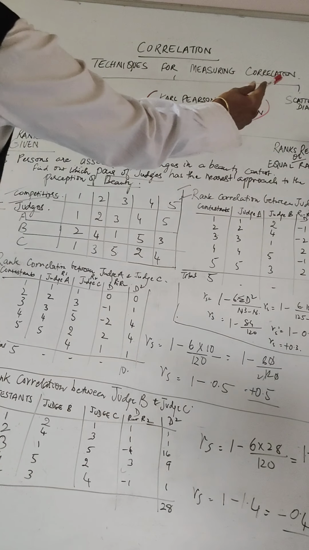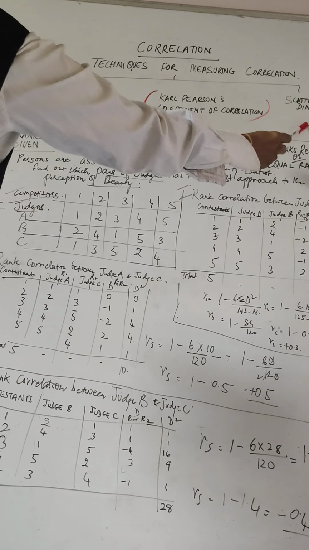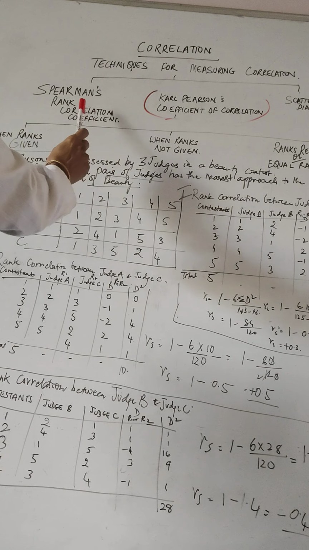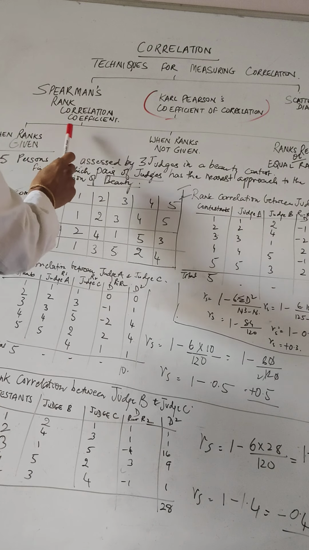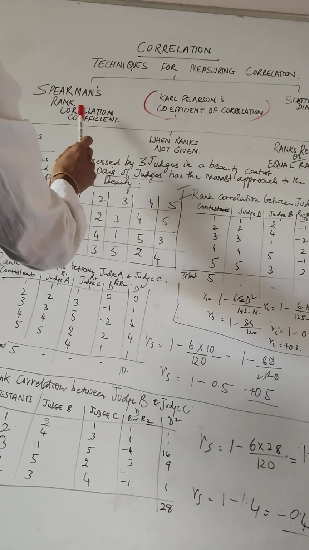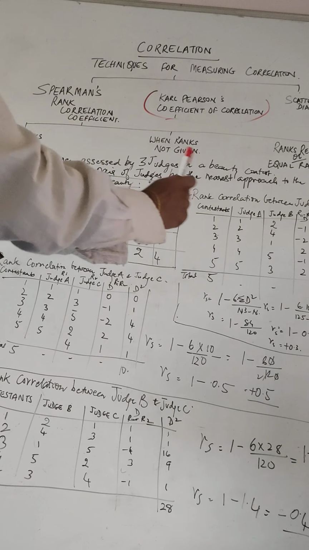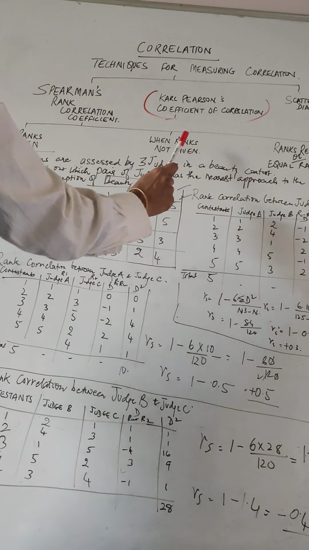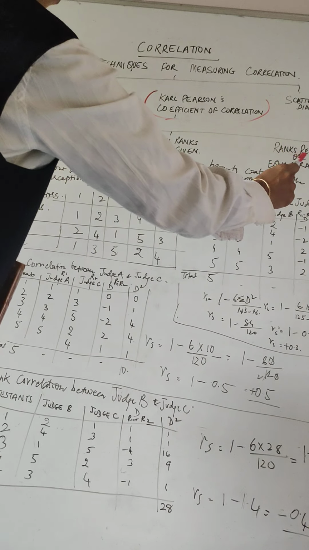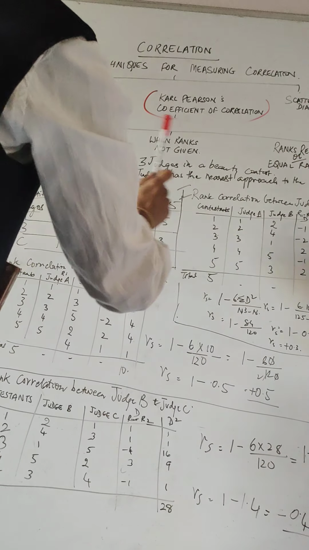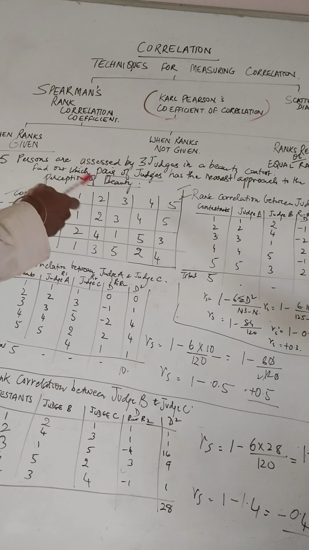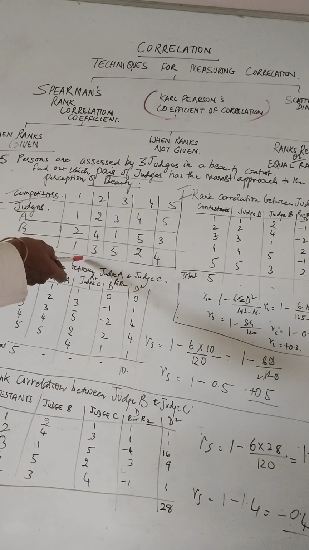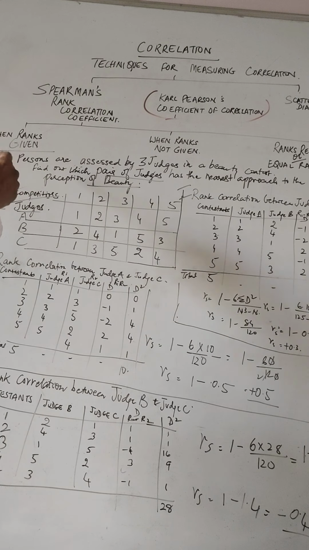So once again, techniques of measuring correlation. We did scatter diagram, Karl Pearson's coefficient of correlation, and we are doing Spearman's rank correlation coefficient. In Spearman's rank correlation coefficient, there are three ways of doing it: when ranks are given, when ranks are not given, or when ranks are repeated, that is equal ranks. In the last class, we did one pair of judges with the same numerical, but I've added another judge here.